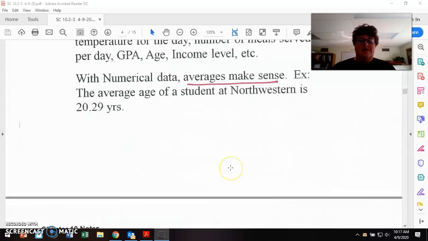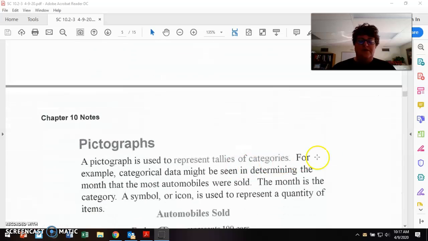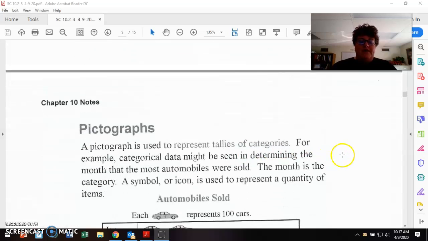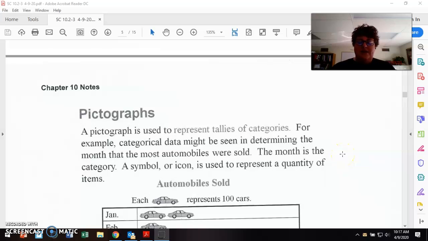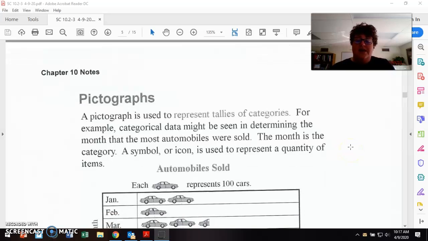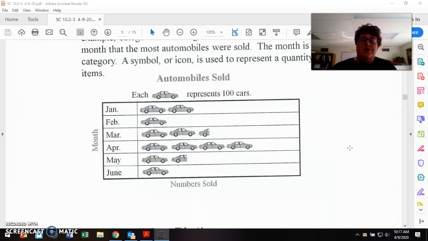So the first type of graph that we're going to look at is a pictograph. A pictograph uses tallies of categories, and it's usually determined by a picture of something. This one is a picture of a car, and one car represents 100 cars. So you can look at the graph and say, in February they sold 100 cars.